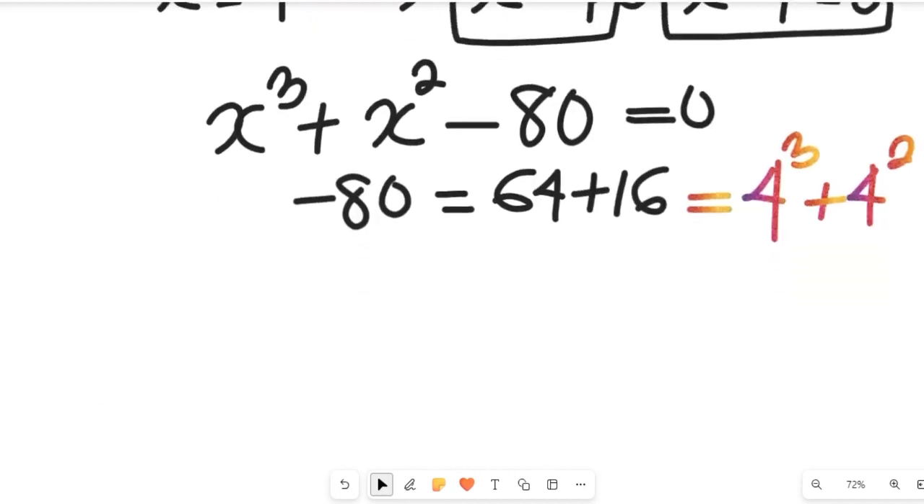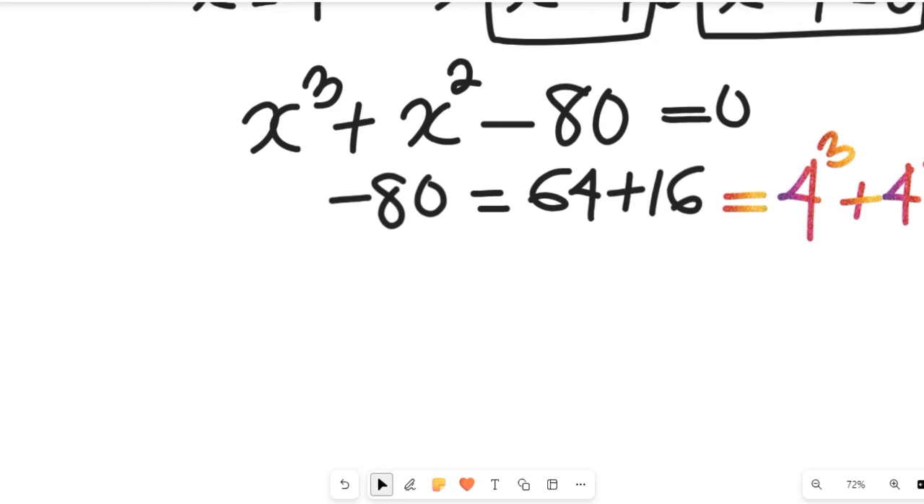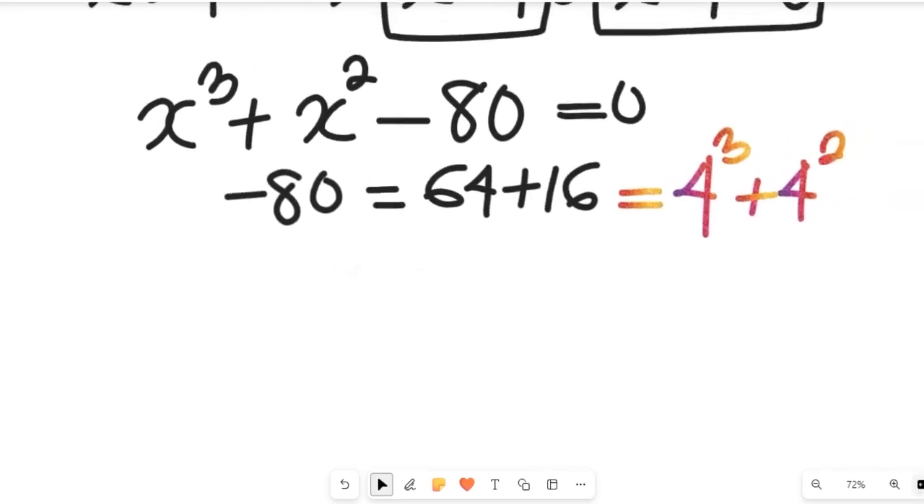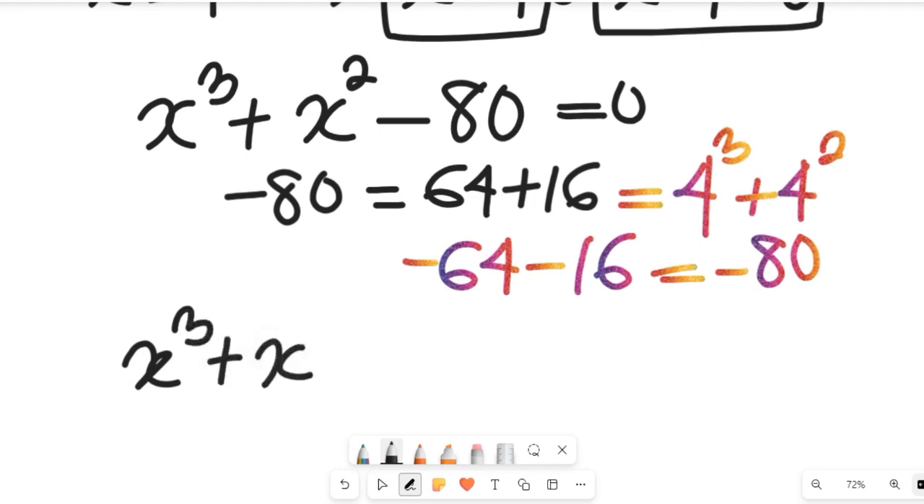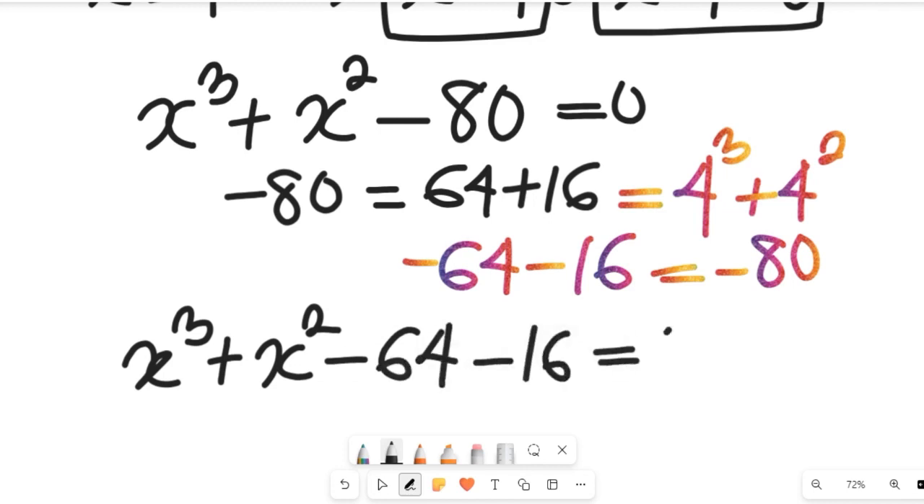80. Because our negative 80 is going to give us a negative 64 minus a negative 16. So that will give us what? Negative 80. So let's apply that to that expression. We'll have x to the power of 3 plus x to the power of 2 minus 64 minus 16, and this will be equal to 0.